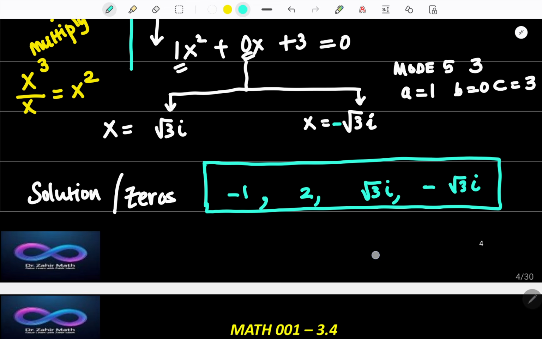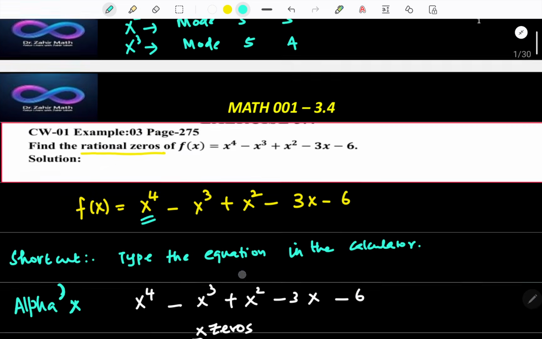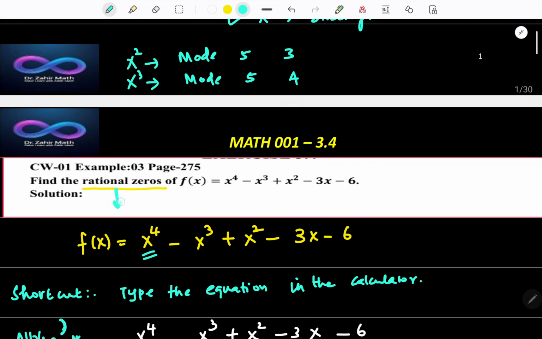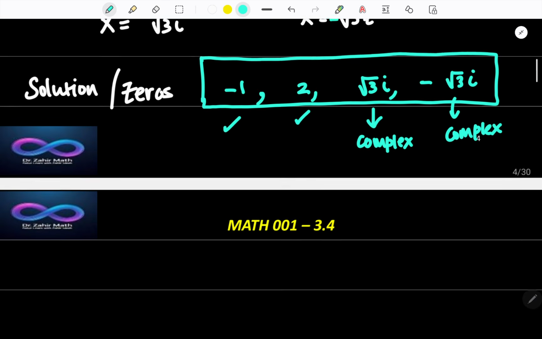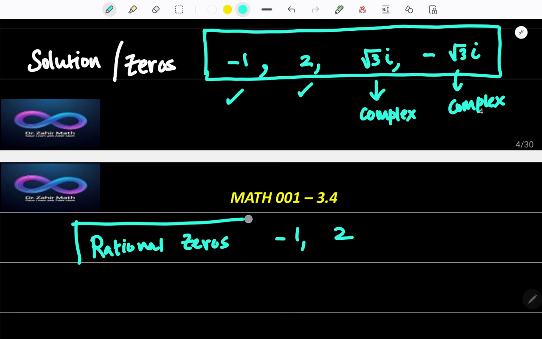Clear? Now look at your answers, everybody. So this is a real one. This is a real one. This is what? Complex root, right? And this is what? Complex root. What is the question? The question is find the rational zeros. Find what? Rational zeros. So complex numbers are not rational. So therefore your answer is: rational zeros are minus 1 and 2. Clear all of you?